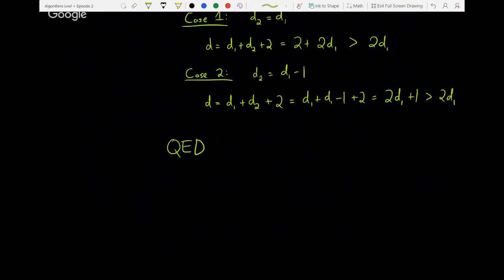So there's another property that's also useful on centers. And that's that there are at most two centers in any tree. And for the proof, I'm just going to leave that up to you guys. You can try this one.